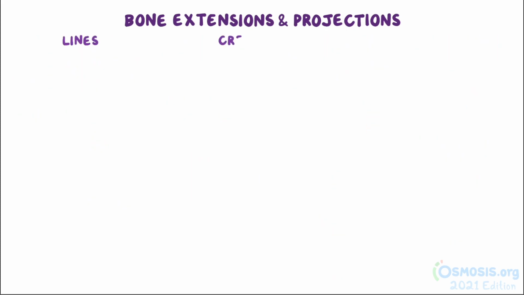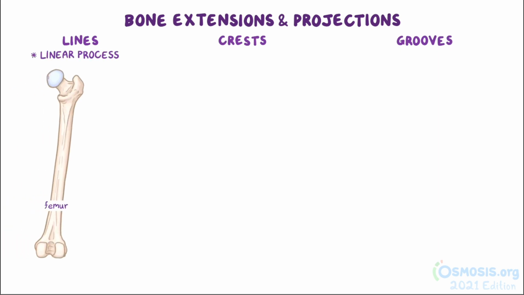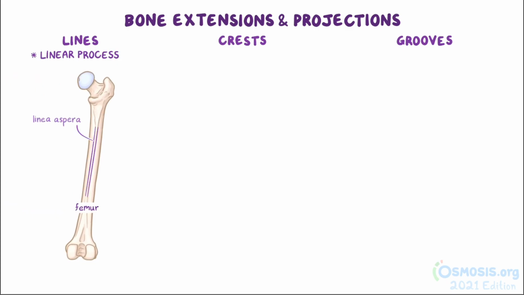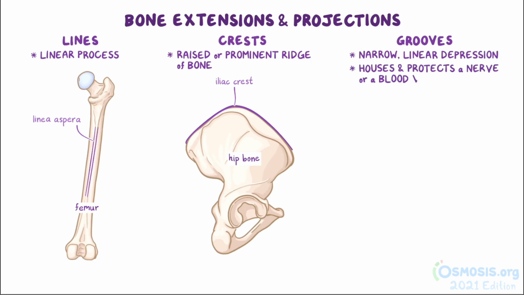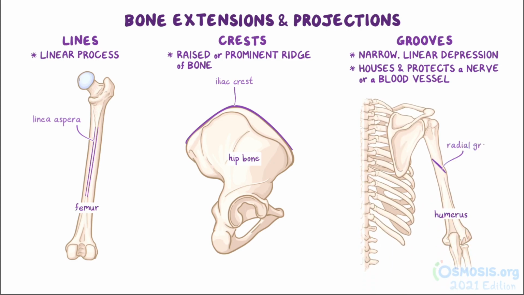Lastly are lines, crests, and grooves, which are three elongated projections. Let's start with a line, which is a linear process, like the one seen at the back of the femur called the linea aspera. A crest describes a raised or prominent ridge of bone. An example of a crest is the iliac crest, which lies at the top of the hip bone. Lastly is a groove, which describes a narrow, linear depression. Typically, a groove houses and protects a nerve or a blood vessel. For example, the radial groove of the humerus houses and protects the radial nerve and the deep artery of the arm.